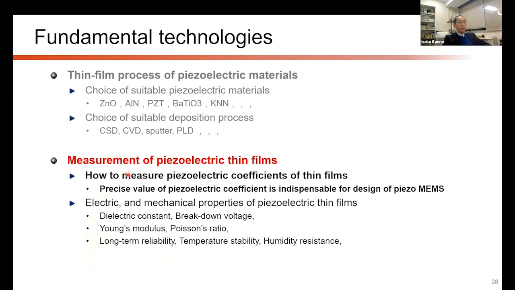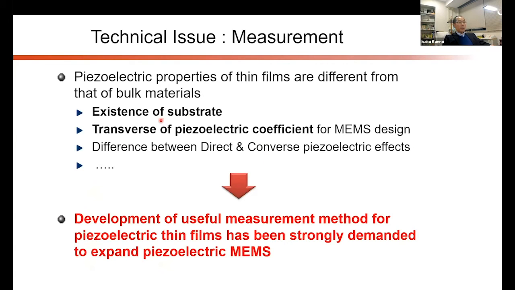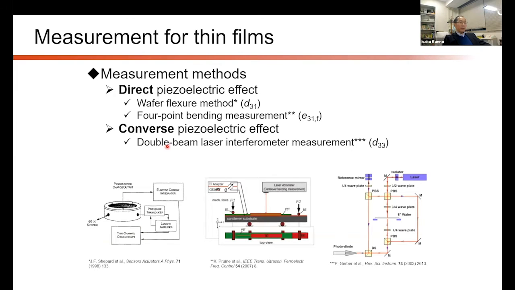Another important technology is the measurement. The precise value of the piezoelectric coefficient is very important to the design of the piezo MEMS. But the problem is the existence of the substrate, so we cannot use the conventional measurement method for bulk materials. So we need to develop a new useful measurement method for thin films. Several methods have been proposed. The Susan group proposed wafer bending, and Exact uses a double laser beam method, but it's a very expensive machine.